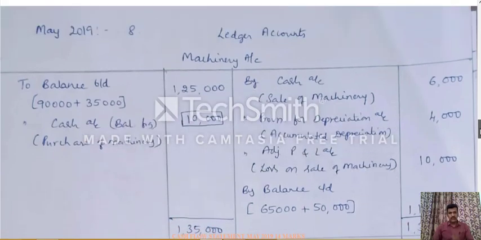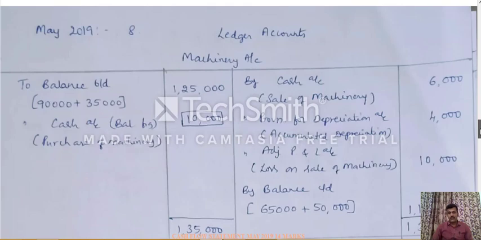So here, first we need to prepare the ledger account for machinery. Since in this problem, provision for depreciation is also given both at the beginning of the year as well as at the end of the year, we need to adjust it in the machinery account. Say on the debit side, we have opening balance, that is balance brought down 1,25,000. That includes machinery balance 90,000 plus depreciation provision 35,000. Altogether, it comes to 1,25,000.